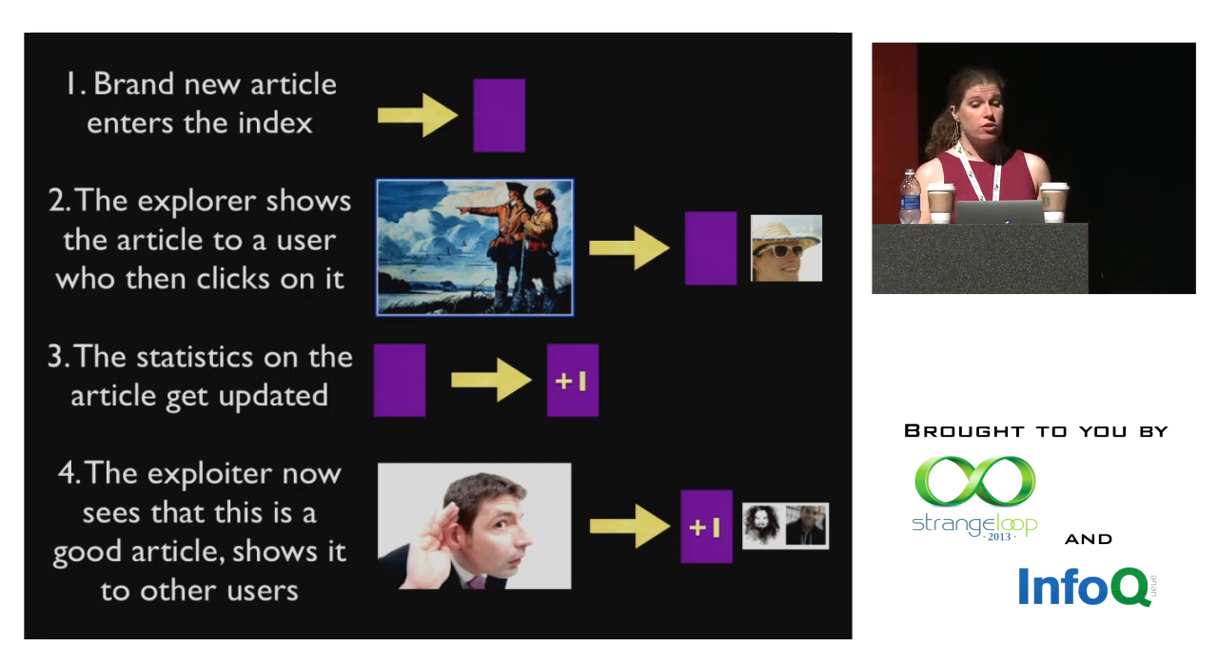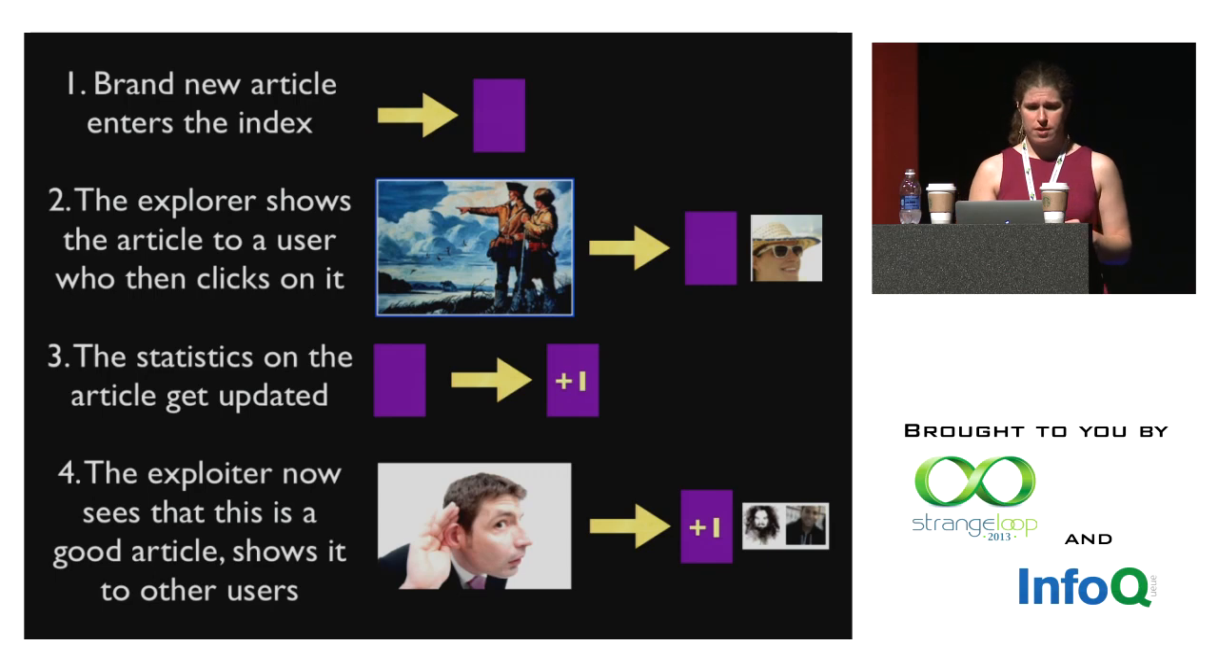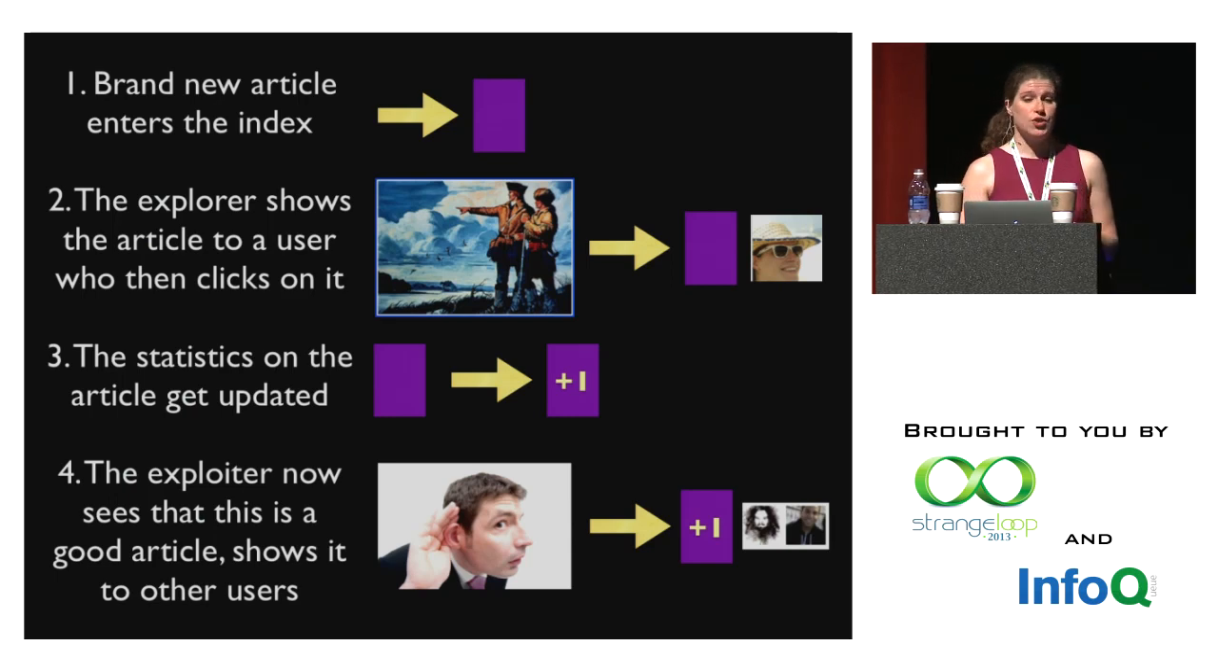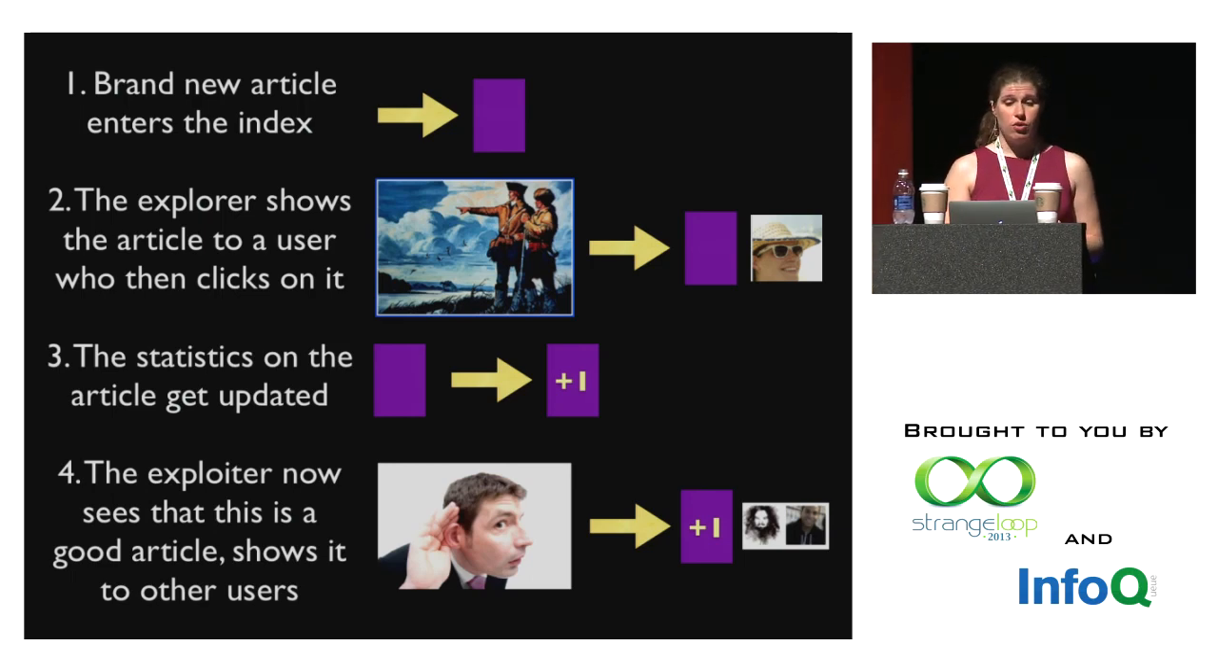And let's say that this new article is a good one, and so the user clicks on it. This causes the statistics on the article to get updated, which the exploiter also has access to. Because the exploit ranker can see these statistics, it knows that it is a good article, and so it will show it to other users.